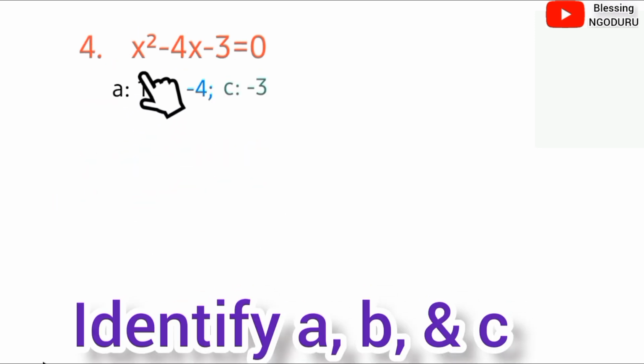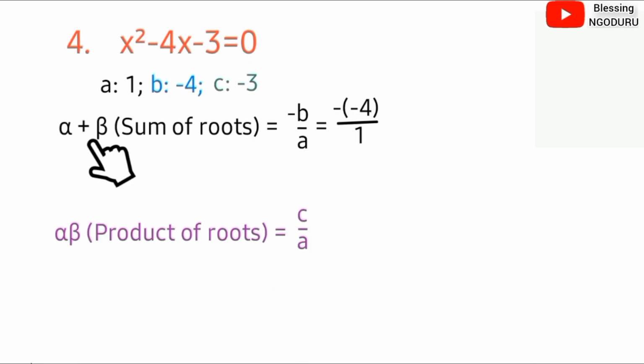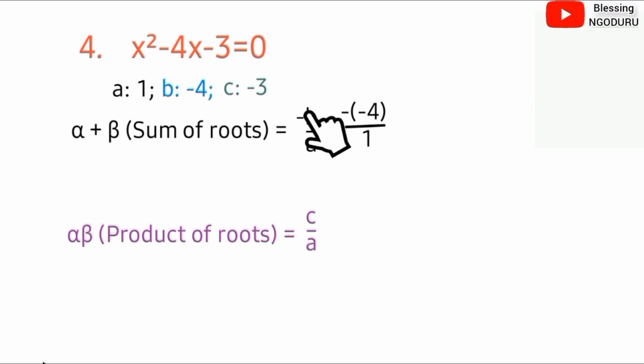Now let's answer the last question. A is 1 because the coefficient of x squared here is 1, B is -4, while C is -3. So sum of roots is equal minus B, and our B value is -4 over A, and our A value here is 1. Minus times minus is plus, so here we have +4. 4 divided by 1 gives 4. Therefore, the sum of roots of this equation is equal to 4.